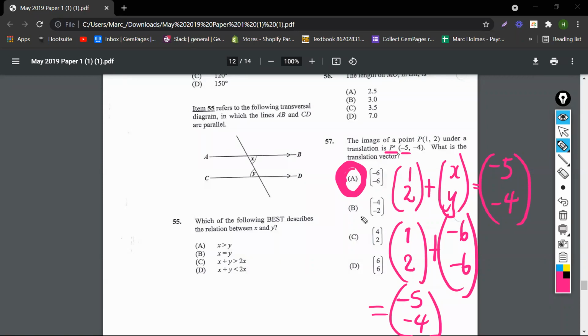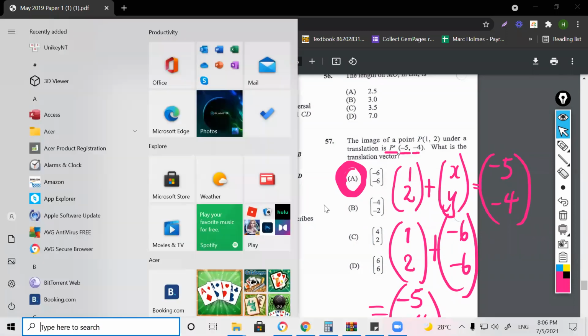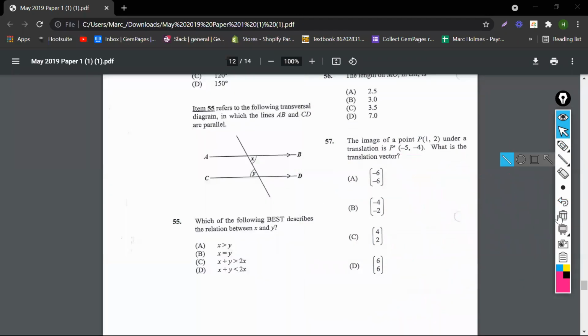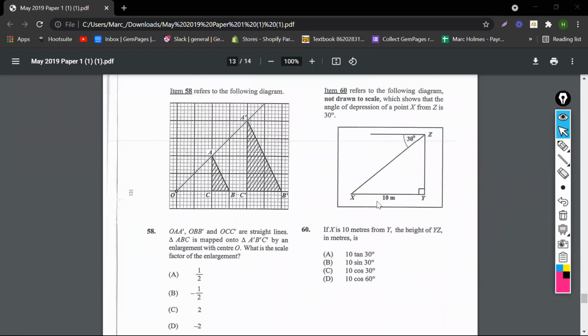This is a lunch, this is a party as well to eat, because not everybody might understand this, but it's very easy to understand, guys. There's a vector that they added to the 1, 2 to get -5, -4. It would have to be -6, -6 that you add to 1, 2. Cool. Manageable, guys. We're almost done, guys. Just 3 more left. And so we'll finish with 57 now.